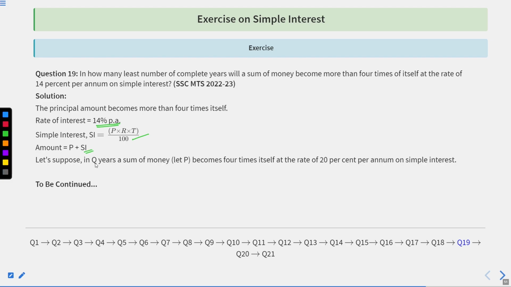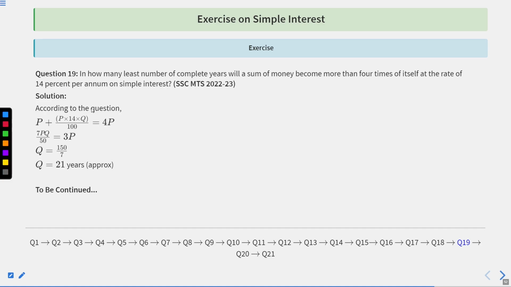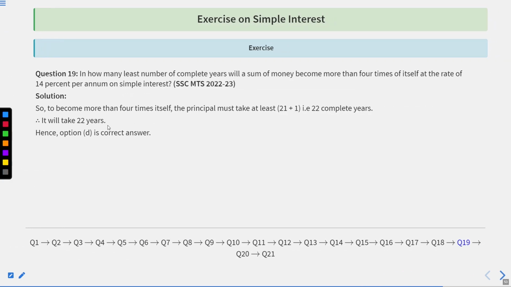So let's suppose in Q years a sum of money P becomes 4 times itself at the rate of 14% per annum on simple interest. So according to the question, P plus P times 14 times Q upon 100 is equal to 4P. So 7PQ upon 50 is 3P. So Q will be equal to 150 upon 7, that is 21 years approximately. So to become more than 4 times itself, the principal must take at least 21 plus 1, that is 22 complete years. So it will become 22 years. So the option correct here is option D.